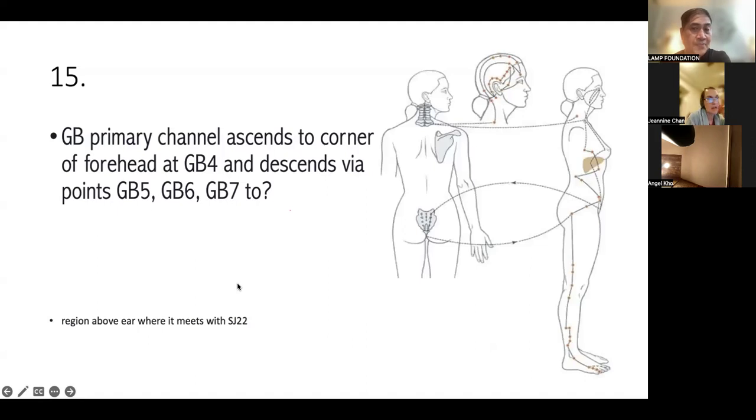To the region above the ear where it meets with Sanjiao 22, doc. Okay, so we have the same reference. Oh, really studied. Okay, very good.